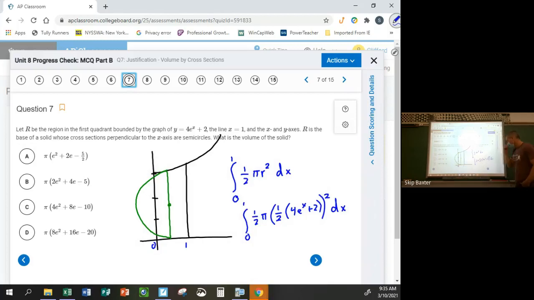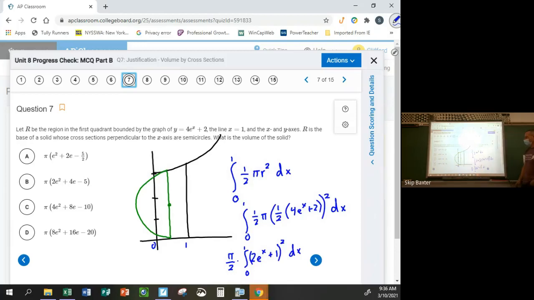So if I was to integrate this, the first thing I would do is combine all the constants and push them outside the integral. So this constant is actually 1/4 because it's being squared. Or what I would probably do is just distribute that to make this a little bit simpler. So this ends up being pi over 2 times the integral from 0 to 1, and if I distribute that 1/2, I get (2e to the x plus 1) squared dx.